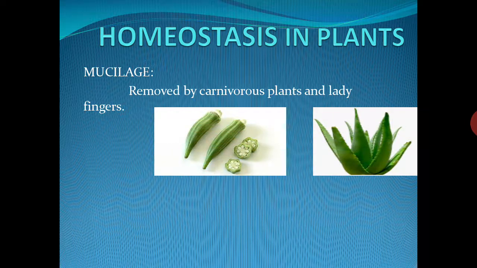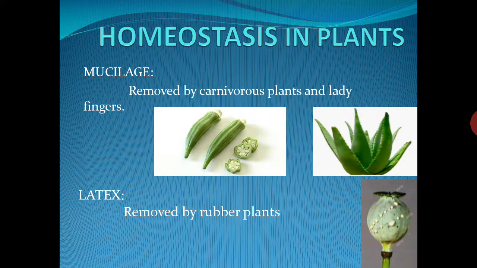When we cut the ladyfinger, there is a sticky material, especially at the tips, and in aloe vera, there is a gel they store in their leaves, which is a waste material. Carnivorous plants use this mucilage to trap insects. Latex is removed by rubber plants.